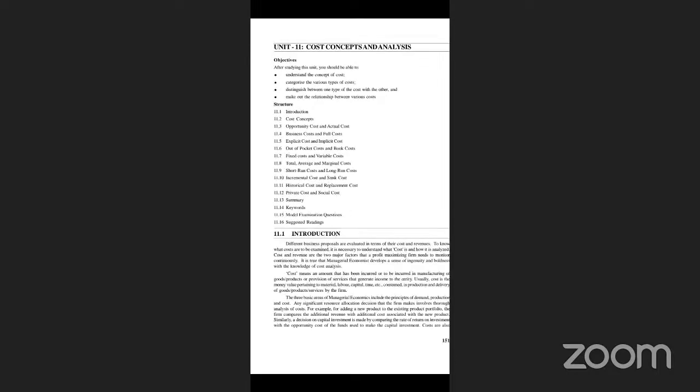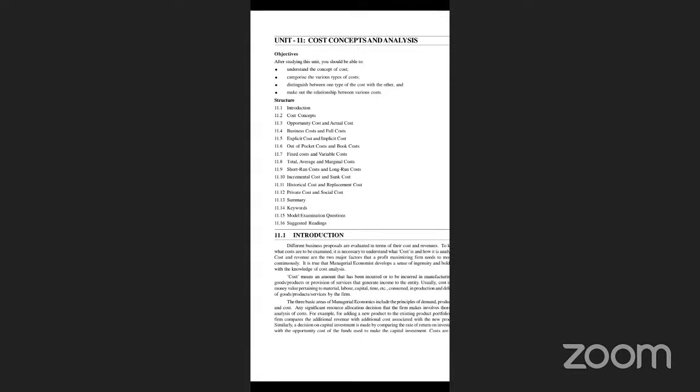Now see, if you look at cost concepts and analysis, this is all about cost and related concepts like opportunity cost, actual cost, business cost, explicit and implicit cost, out-of-pocket cost, book cost, fixed cost, variable cost, total, average, marginal cost, short run, long run, incremental, sunk cost, historical cost, and replacement cost, private and social cost. All cost related functions are explained here in this unit.